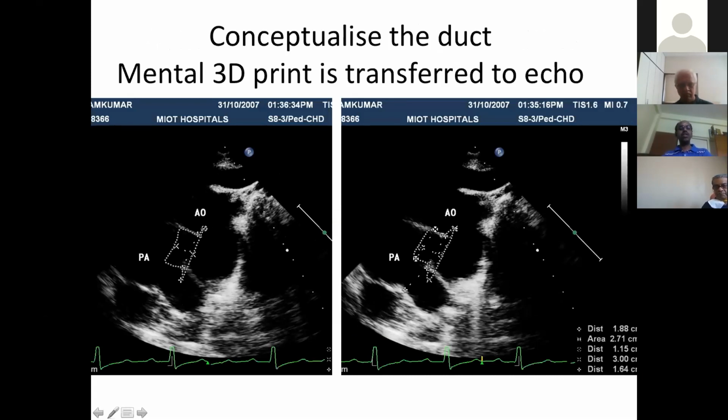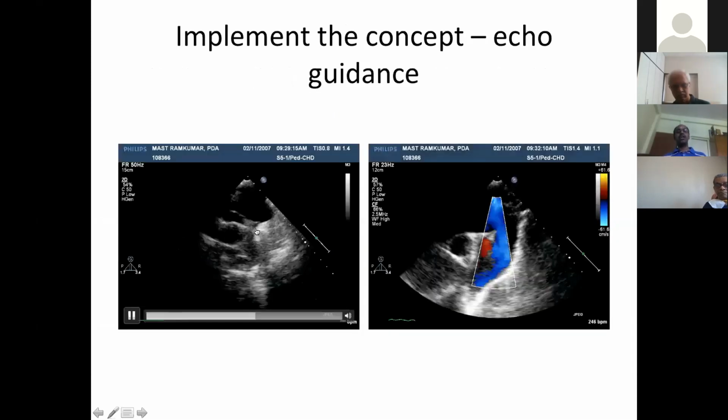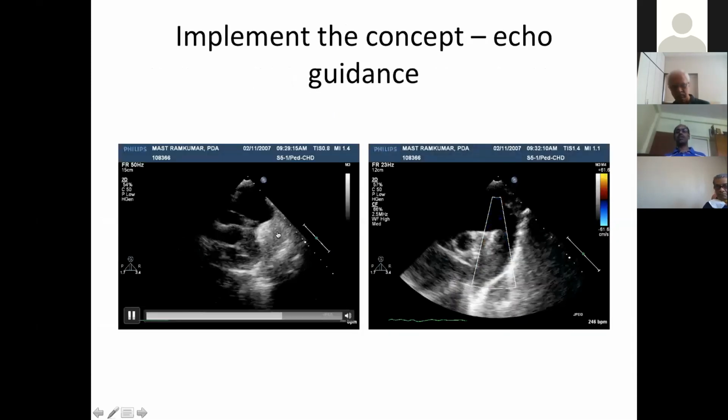Find out what is the aortic retention skirt that is needed. Find out what is the aortic diameter and the pulmonary diameter that is needed. What is the length that is needed? Take up a device of that particular size. This measurement is now translated clinically, and this is the ductus that is, the device is coming up.